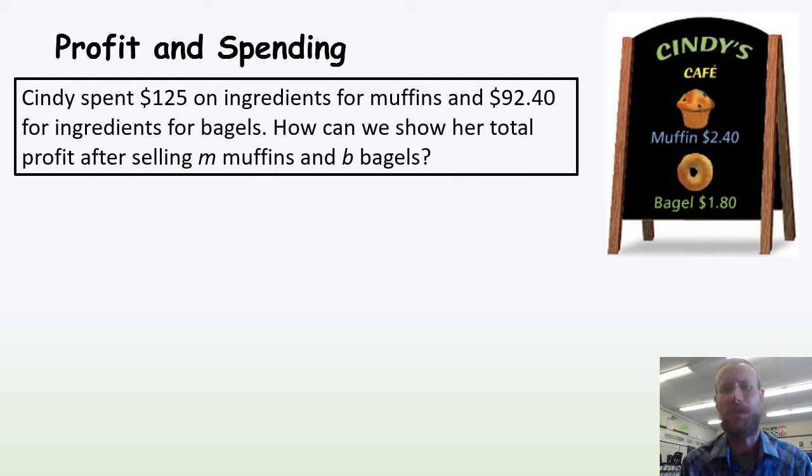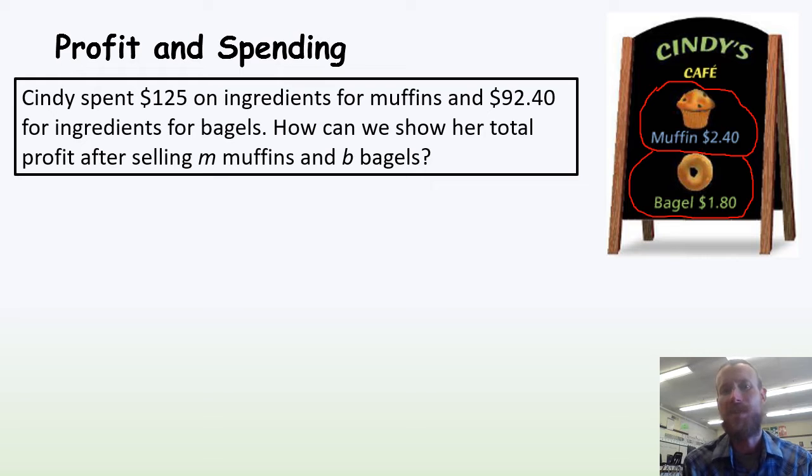How can we show her total profit after selling M muffins and B bagels? So over here in the picture, we see that a muffin is selling for $2.40 and a bagel is selling for $1.80.